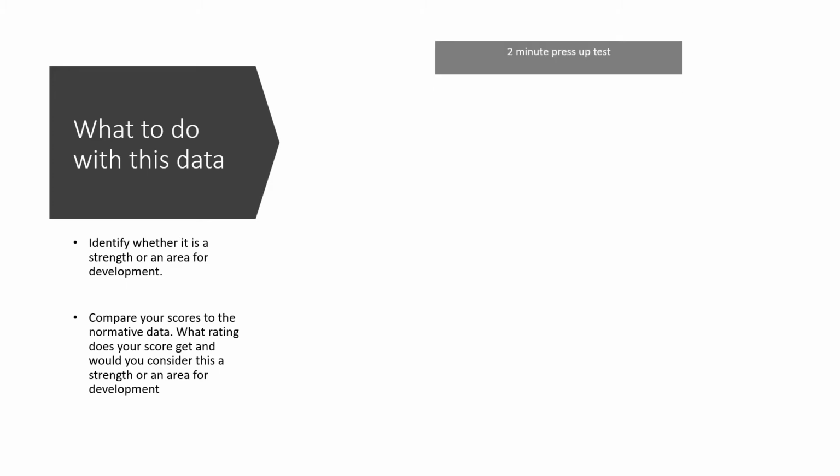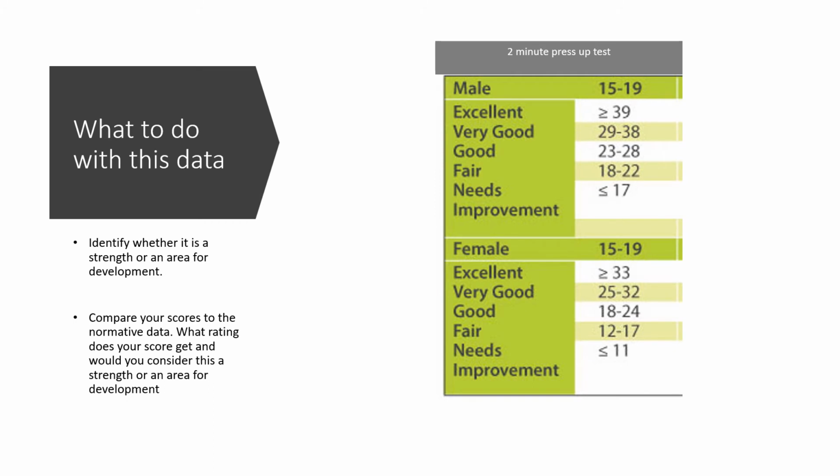So I've uploaded a set of normative data for the 3 tests we did, so that you can look at your own score and compare it to the average and to the different bandings for people in the UK of roughly your age. So for the 2-minute press-up test, for example, males 15 to 19, if you got less than 17, it says you're in the needs improvement band. If you got between 18 and 22, it's fair. 23 to 28 is good. 29 to 38, very good. 39 or above is excellent. So very quickly you can see whether your muscular endurance for your upper body is a strength or an area for development.